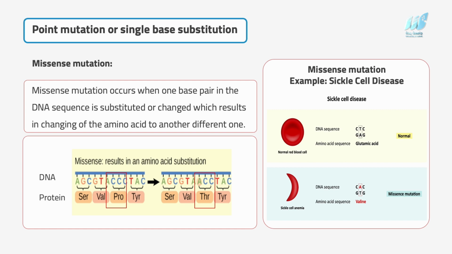An example of a point mutation that causes sickle cell disease is a missense mutation. The DNA sequence CTC encodes the mRNA codon CAG, which specifies glutamic acid. However, in sickle cell disease, the mutation changed the DNA sequence to CAC, which encodes GUG in the mRNA, which then specifies valine. This mutation changes the protein shape, which alters its function and causes sickle cell anemia.